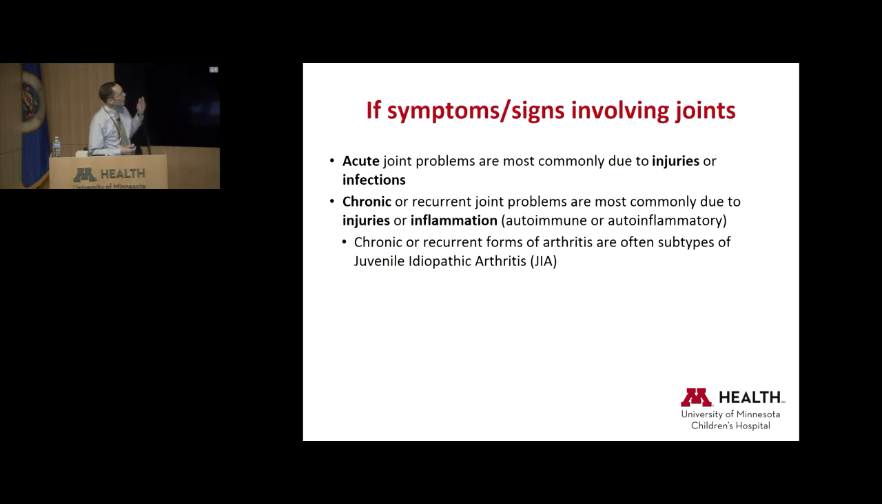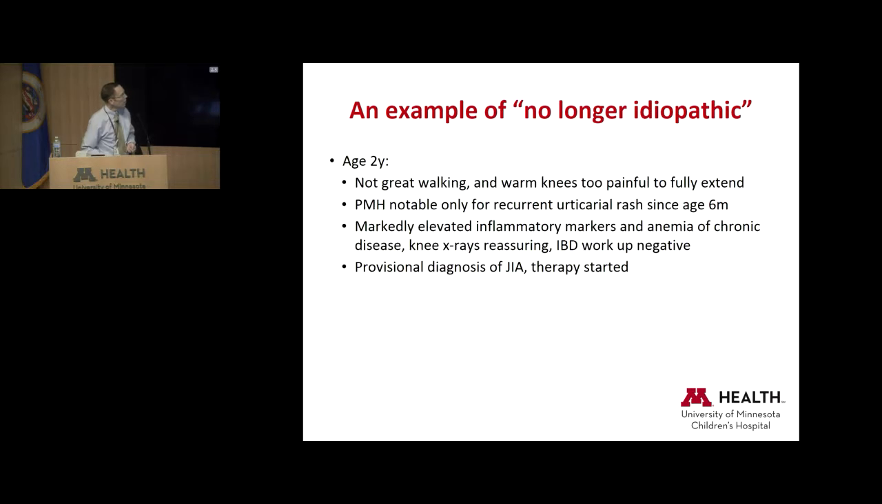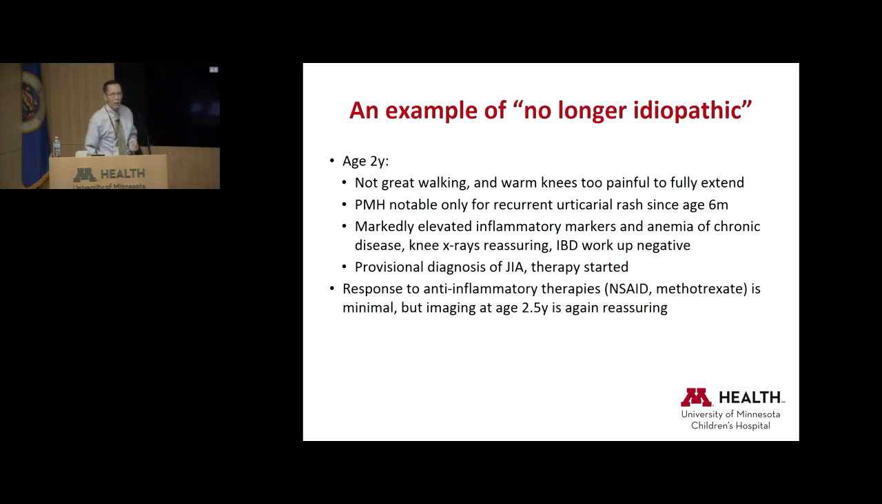But I still thought, well, playing the odds, this is no longer acute. It doesn't seem to be an infectious illness. We've worked him up for that. And he still has tons of inflammation on his labs, and I'm struggling to get him to turn around. So I still thought JIA was the most likely diagnosis. Well, this is an example of something no longer idiopathic. So markedly elevated inflammatory markers, anemia, chronic disease. Worked him up for IBD because his labs seemed so out of proportion to what I was seeing. And we started him on therapy, and his response was lousy.